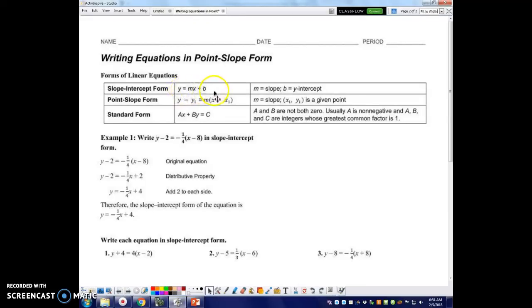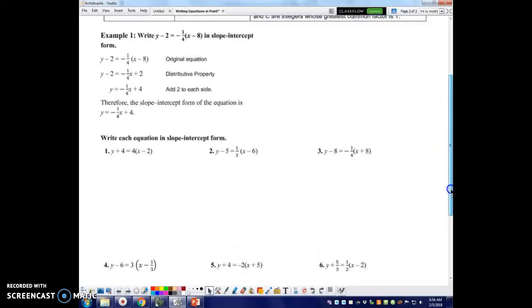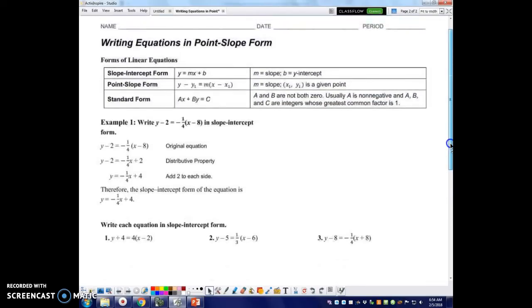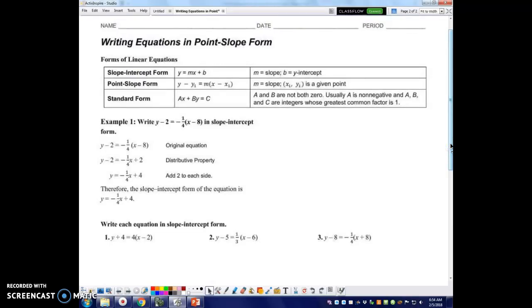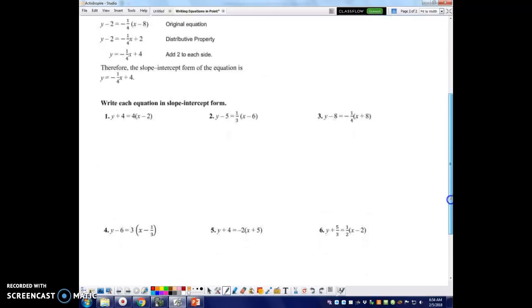They give you slope-intercept form, and they tell you what everything means. They give you the point-slope form, tell you what everything means, and then they give you the standard form, and they tell you what everything means. So what we're doing today for just this page, and here's an example problem that can talk you through the steps, is changing these into slope-intercept form. Look up here, which one are we changing it into? Into this one, slope-intercept form. They're giving it to us in point-slope form. So I'm going to show you how to do that.